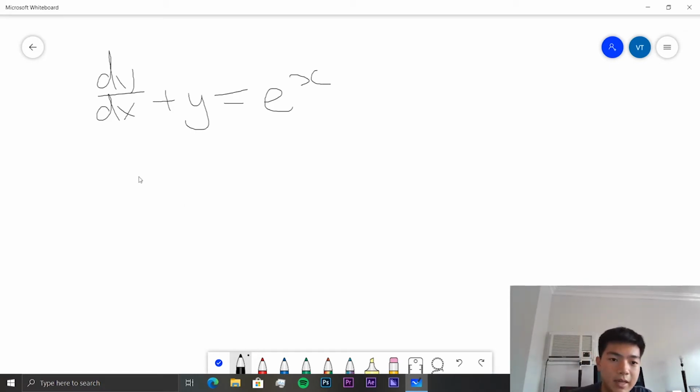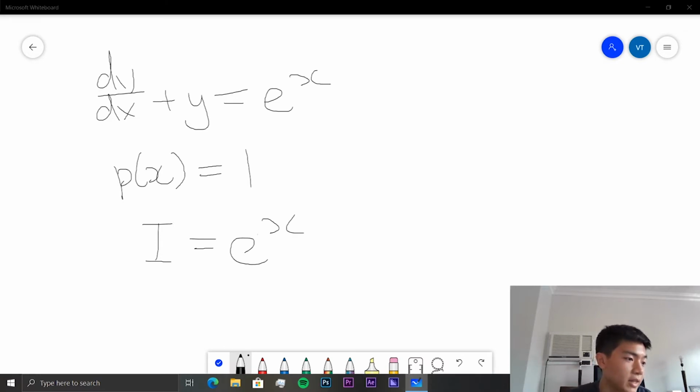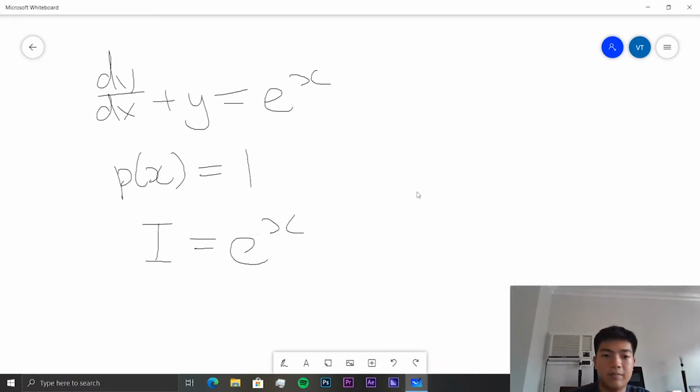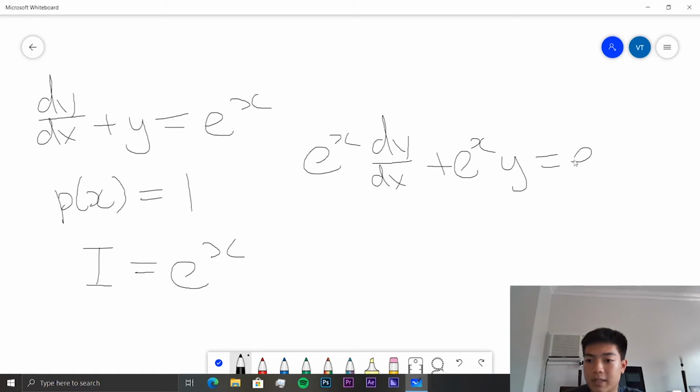So we know that p of x is equal to just 1, since this term here is equal to p of x times y, and this is q of x. So we need to multiply by the integrating factor, which is equal to e to the integral of p of x dx. So e to the integral of 1 dx, which is equal to e to the x. And we can ignore the constant of integration for now. So if we multiply both sides by e to the x, then we have e to the x times dy over dx plus e to the x times y is equal to e to the 2x.